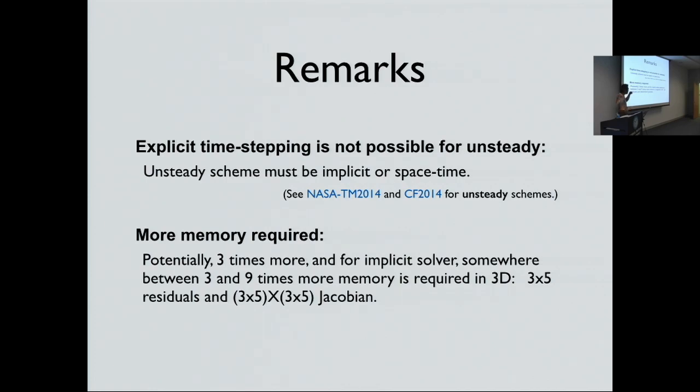And also, more memory is required, of course, because you have to solve more equations. Potentially 3 times more memory, or for an implicit solver, somewhere between 3 and 9 times more memory required in 3D. Because the residual is 3 times 5. The original Navier-Stokes equation has 5 equations. So 3 times 5, and the Jacobian block will be 3 times 5 times 3 times 5. So 9.